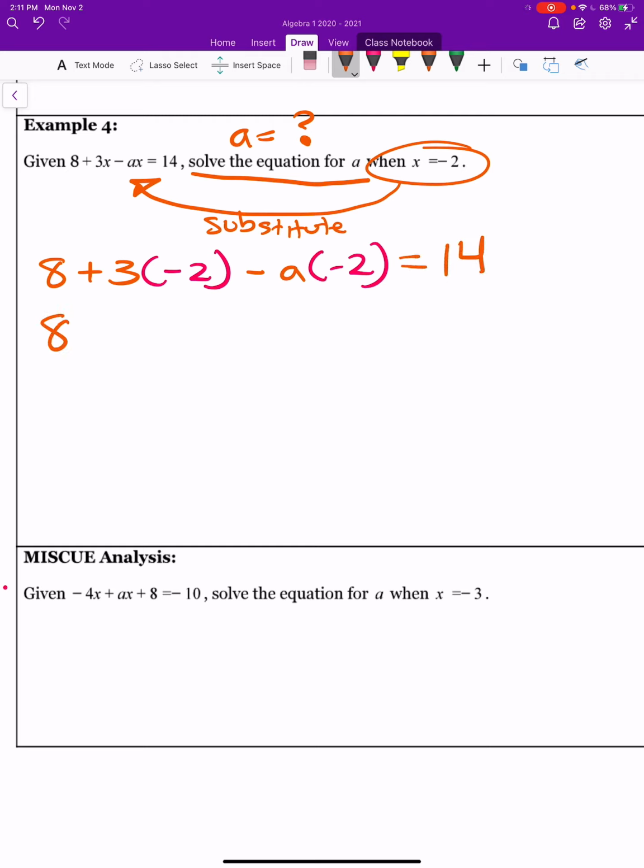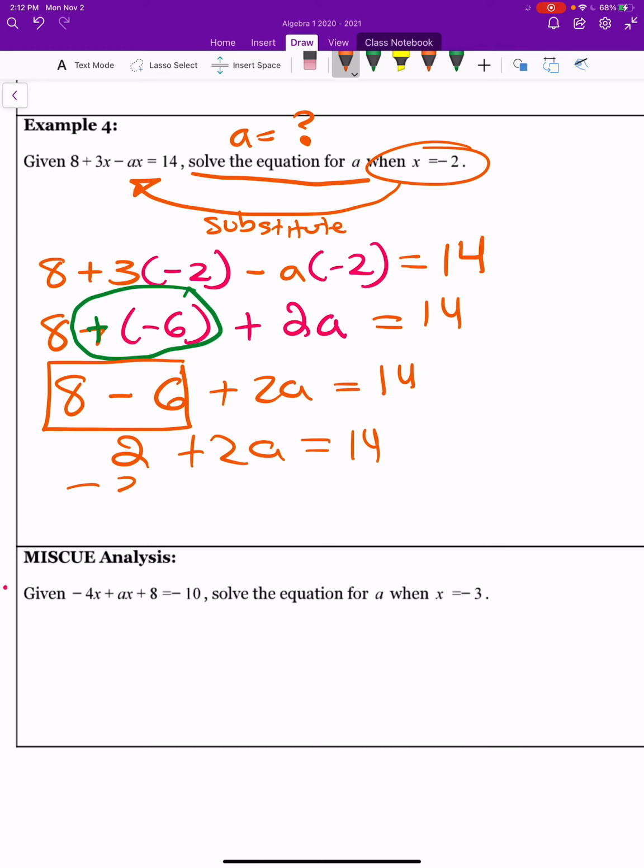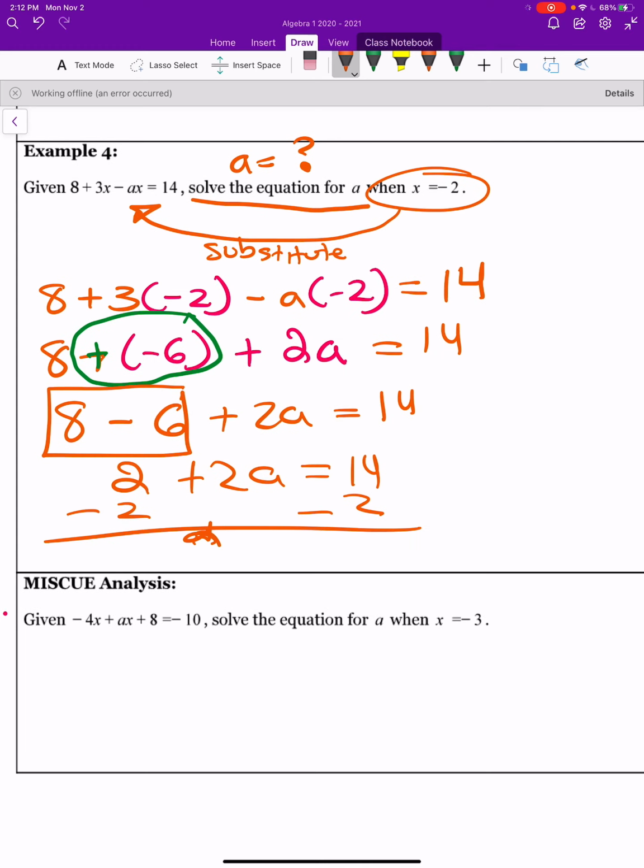Let's multiply it out. 8 plus 3 times negative 2, that's negative 6. Negative a times negative 2, that's positive 2a, equals 14. I notice I have two signs right here. I don't like that, but I know a positive being multiplied by a negative is actually going to be a negative. So 8 minus 6 plus 2a equals 14. These are like terms. 8 minus 6 is 2. Subtract 2 from both sides. 2a equals 12. Divide both sides by 2. A equals 7.